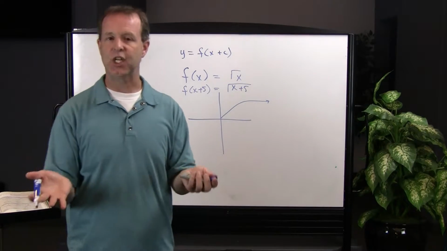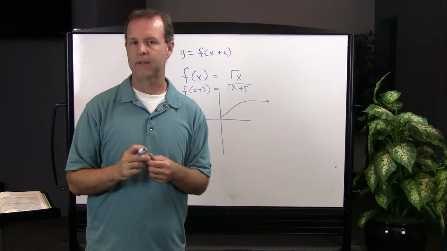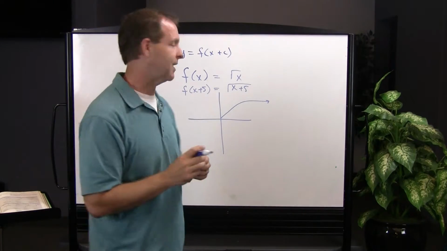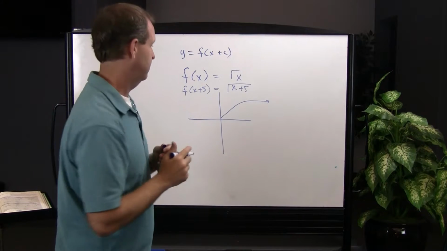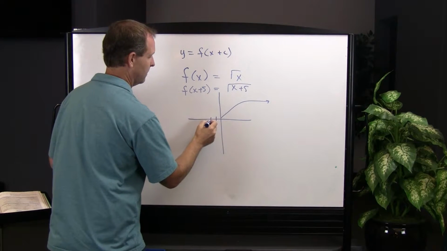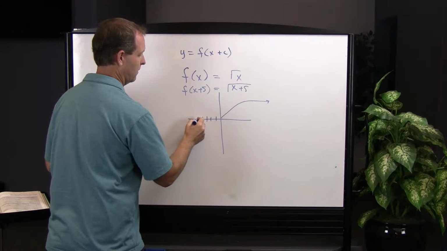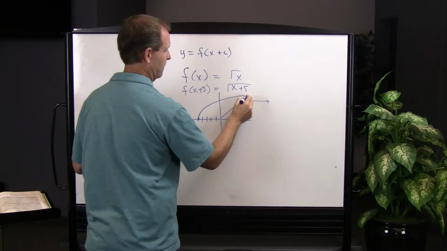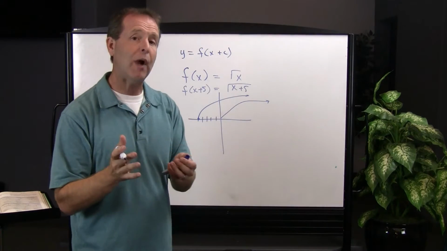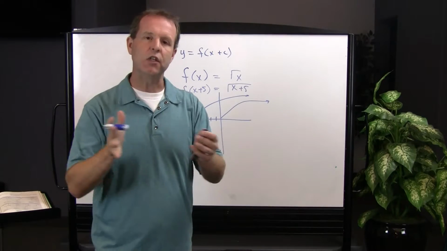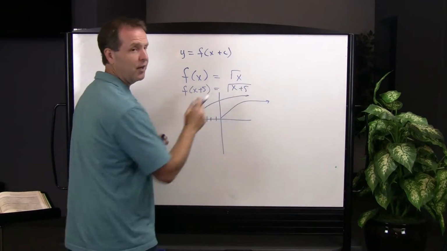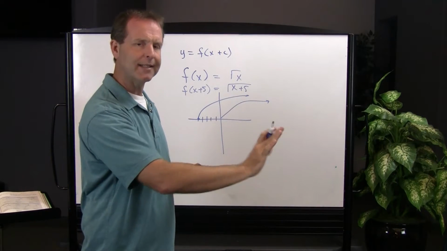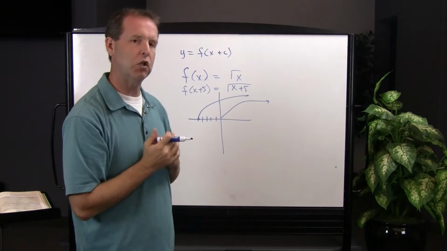So how does that shift or transform the graph? Well, in this case, it's going to shift the whole graph 5 units to the left. So I have the same graph, it just shifted to the left 5 units. Now I see this plus here, and you're thinking, wait a minute, shouldn't it shift it to the right? No, it doesn't. It shifts it to the left.